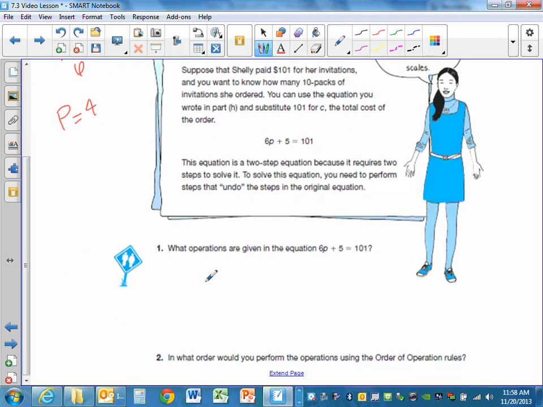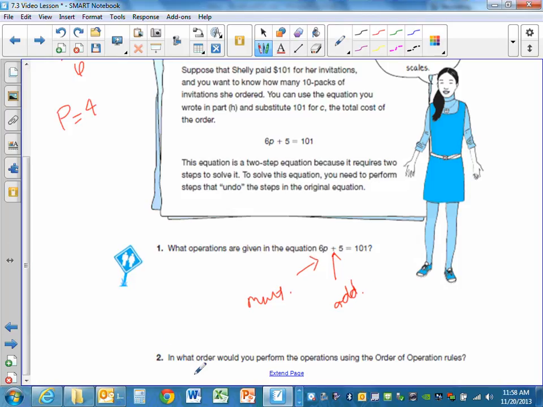Number 1 says, what operations are given in the equation 6p plus 5 equals 101? Here we're using multiplication, and right here, we're using addition.